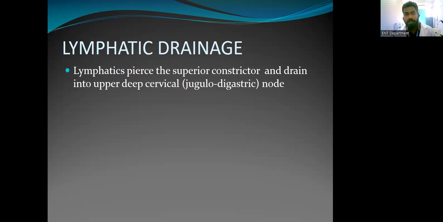So lymphatic drainage: the lymphatics pierce the superior constrictor and drain into the upper deep cervical, that is the jugulodigastric node. So when the patient comes with a complaint of tonsillitis, you palpate the jugulodigastric node, which is usually enlarged and tender in an acute case, and enlarged and non-tender in chronic tonsillitis.